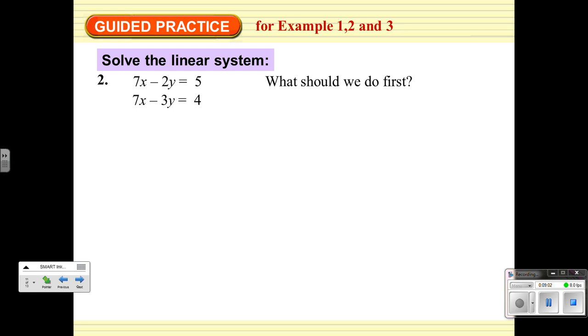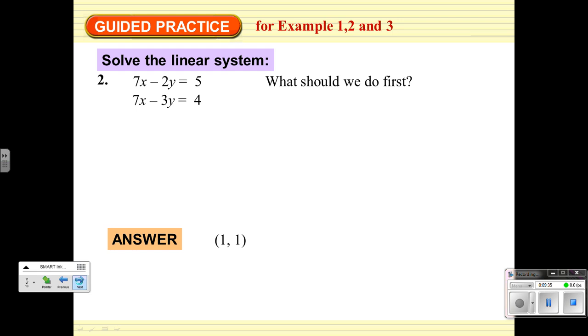Pause the video. Notice we have a +7x and a +7x. These will not add to 0. So we are going to distribute a negative through the second equation. Don't forget, distribute a negative through there, change the sign of everything, and then you can add. And then check your answer. Okay, there's the answer. If you did not get that, you can bring that question to me tomorrow, or you can ask your neighbor.